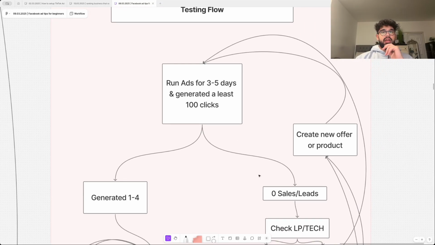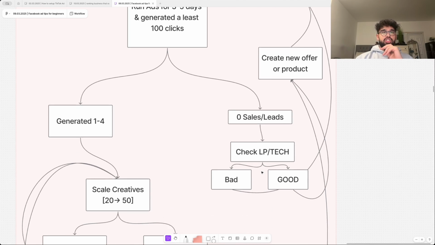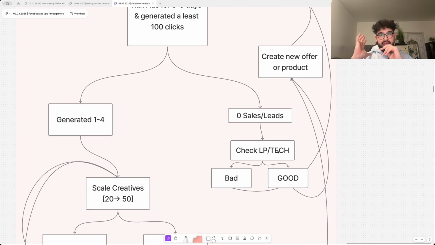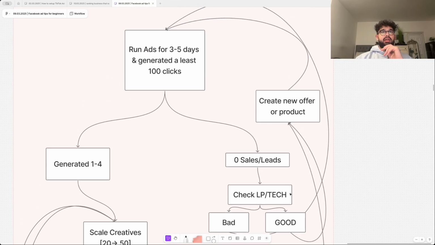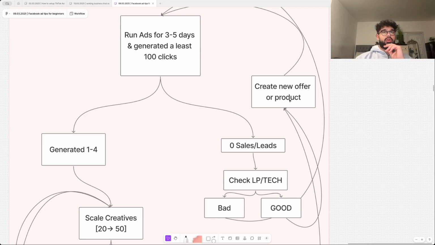So let's assume that no action has happened. So there were 0 sales, 0 leads, 0 add to carts. I'll check, is the landing page and tech good enough? The back end, is everything working? If it was bad, there was an issue, I will fix that issue and I will rerun it again. If everything was really good, then I will create a new product or offer and I will relaunch it. That's how I would do it.